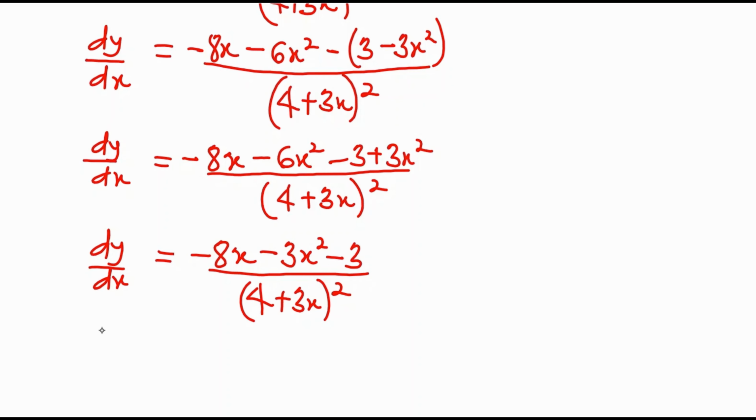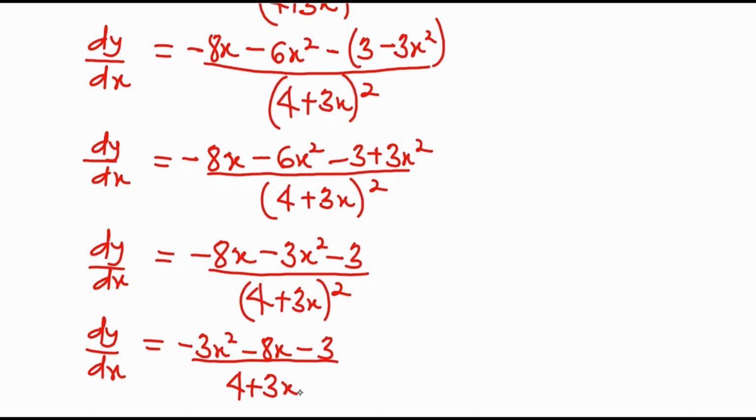So you can beautifully rearrange it as, so you bring minus 3x squared first, followed by minus 8x, and then we end with 3. So we arrange it with increasing powers of x. Now we end it by dividing everything by 4 plus 3x all squared. So this becomes our solution to the example above, and we end today's video here.